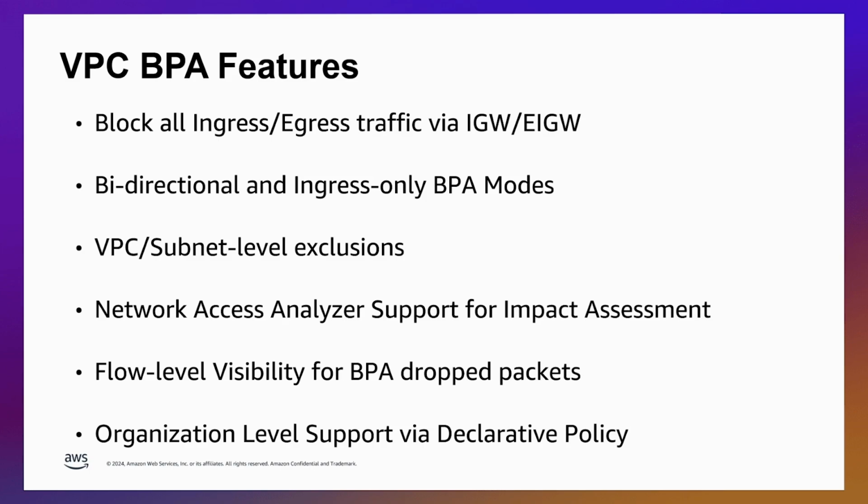There's also flow-level visibility. It's integrated with VPC flow logs, and it's going to give you dropped packet counters and so on for VPCs that have BPA enabled. And last but not least, we also have organization-level support. We launched declarative policies at re:Invent, and that gives you a very scalable mechanism to implement this control at your org level or your organizational OU level.